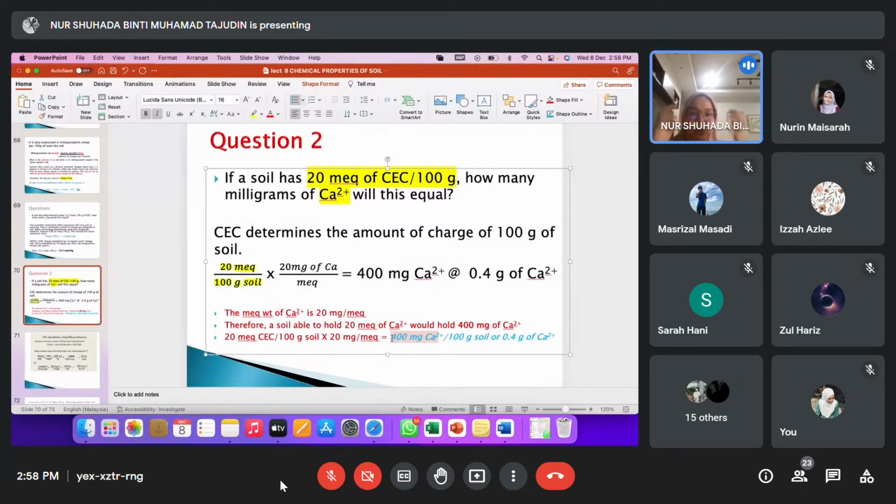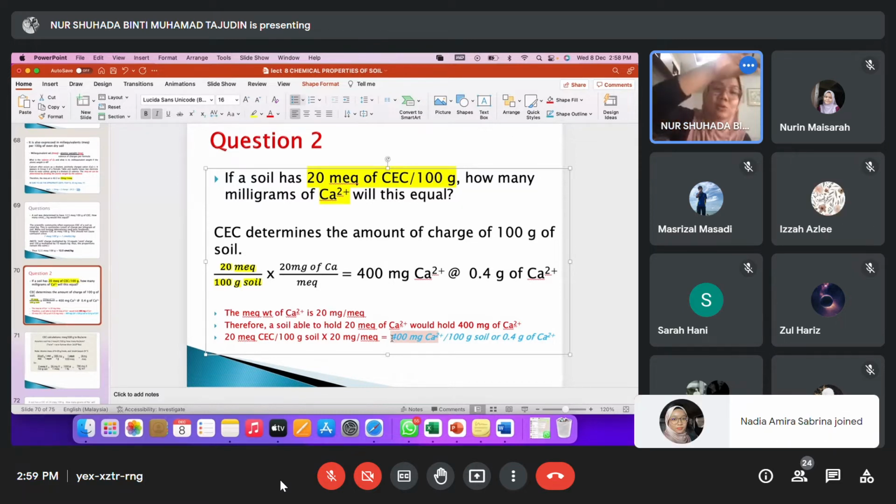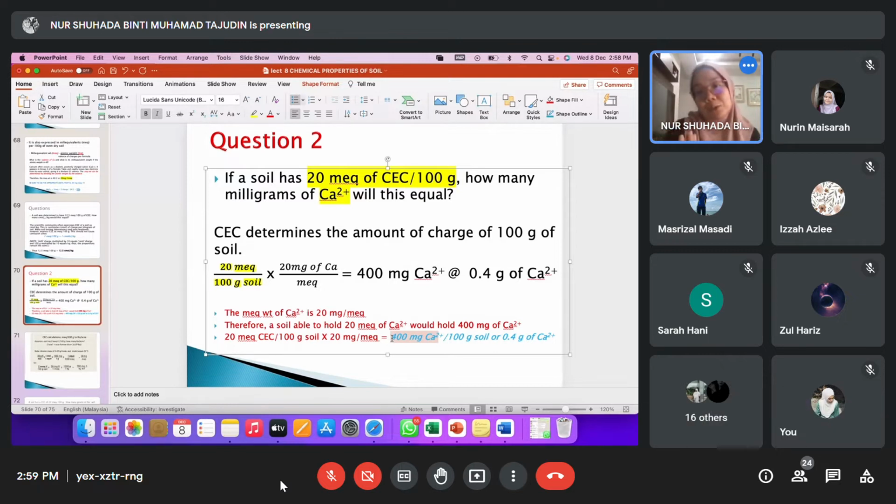Sebab contoh macam ni. Okay, contoh in field, you know that the soil is 20 MEQ over 100 gram of soil. Then you want to supply the calcium. This is in lab pula. In lab, you want to prepare a soil which is 20 MEQ. So you bancho that calcium. How much of calcium you want to bancho? Which is 400 milligram of calcium. Then you pour that into the soil, into 100 gram of soil. That makes the soil 20 MEQ of CEC. Contoh. Saya nak bagi faham.